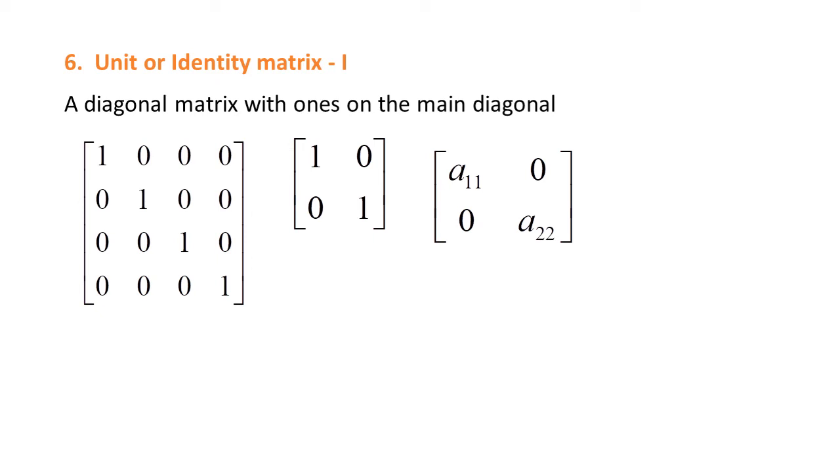The second one, 1 0 0 1. It is a 2 cross 2 matrix, 2 rows and 2 columns. In the main diagonal we have 1 1. So therefore this matrix is also called as a unit matrix, because above the diagonal 0, below the diagonal is also 0. And the general format will be like this: A11 0 0 A22. So this A11 and A22 should be 1 for the unit matrix or identity matrix.